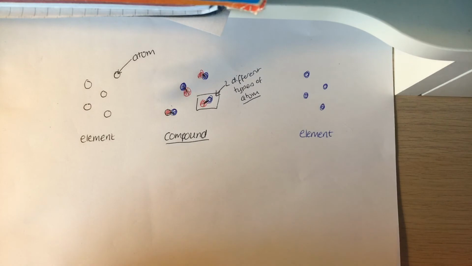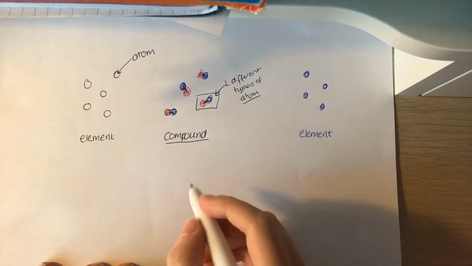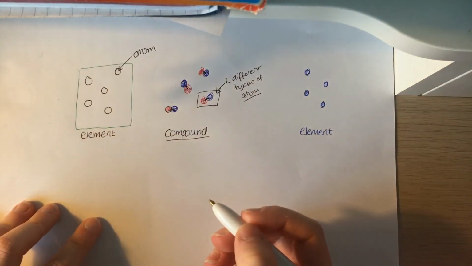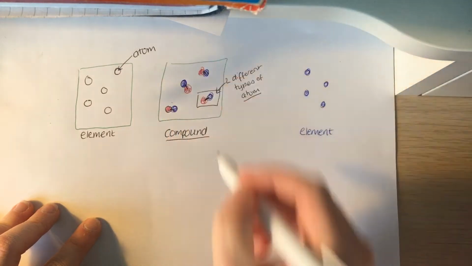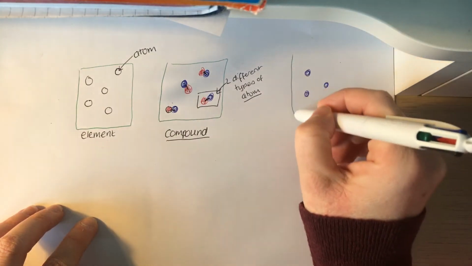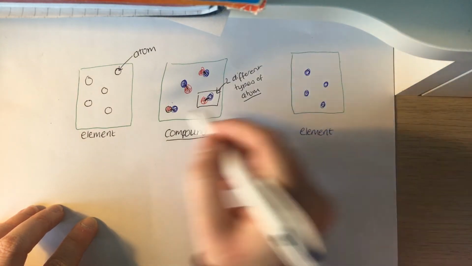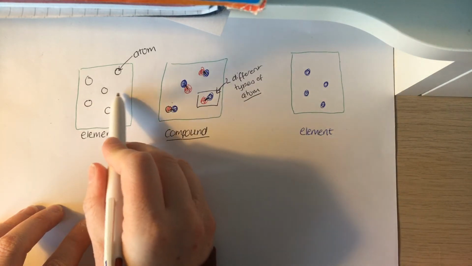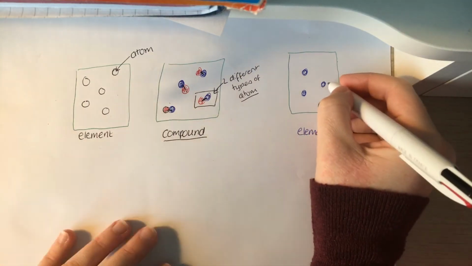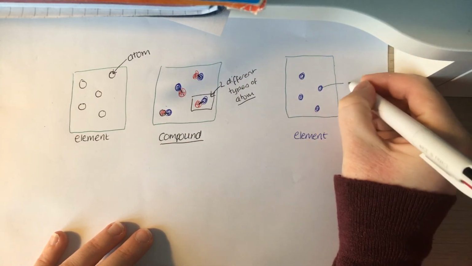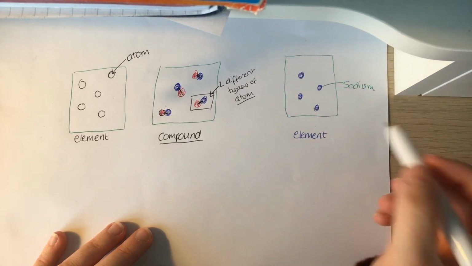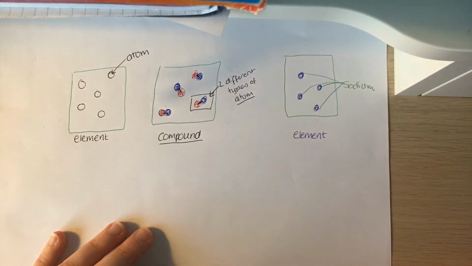Now just to give you the next level of this, if I put these in boxes so you can see what we've got. So here's an element because all of the atoms are exactly the same, and here is a compound because all of the particles have got two different types of atom in them and they're chemically stuck together, and this is also an element. And this element is different from this element because these are one type of atom and these are a different type of atom. Okay, so if our blue ones are sodium, then you can call this element sodium because every atom in there is a sodium type of atom.